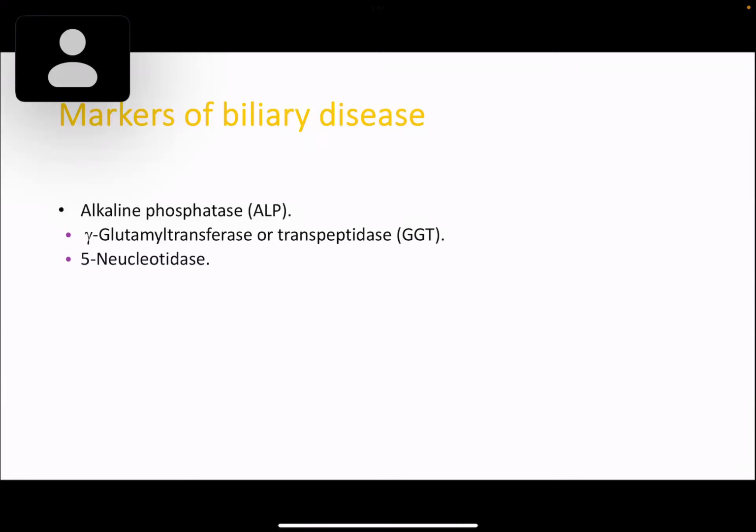Markers of biliary disorders or biliary disease include alkaline phosphatase, gamma glutamyl transpeptidase or transferase, and 5-nucleotidase. These enzymes are mainly released from the cholangiocytes. So an excess level of these enzymes, especially if they occur together, can suggest the presence of biliary inflammation, biliary injury, destruction, or obstruction.